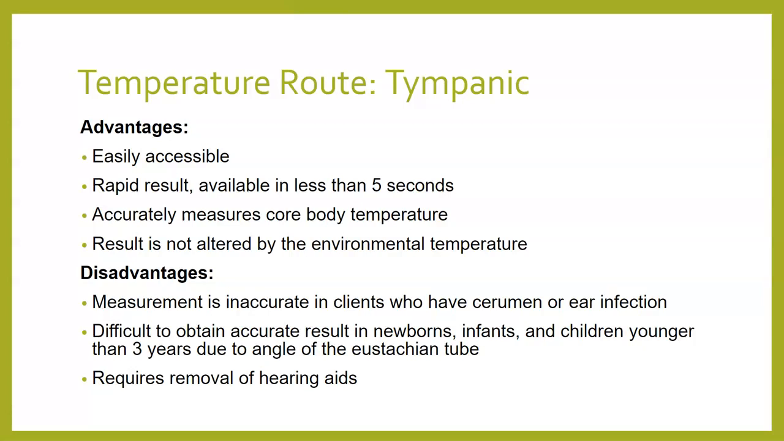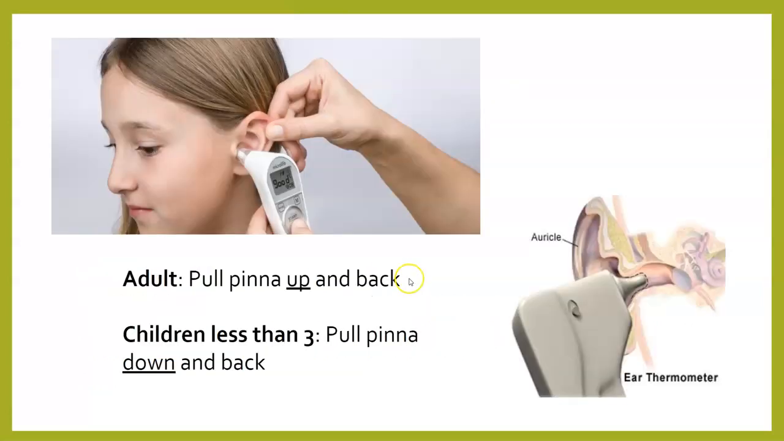Okay, so how to appropriately do this for an adult: you're going to pull the pinna up and back. This is your pinna right here. So for adults, you pull it up and back. And for children less than 3, you're going to pull the pinna down and back. That's just because of the different angle of that canal. So just remember, children less than 3, pull the pinna down and back. And for adults, pull it up and back.